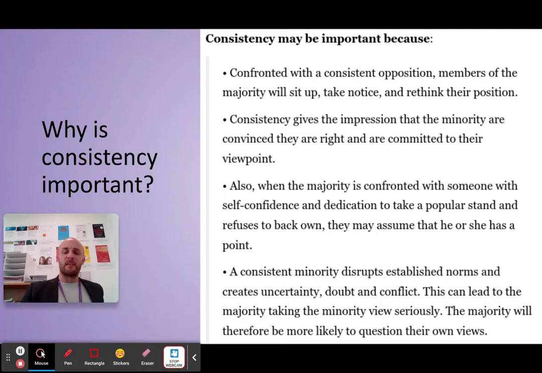And a consistent minority disrupts established norms and creates doubt, which can lead to the majority taking the minority very seriously. So, one, you need to know that and understand that.